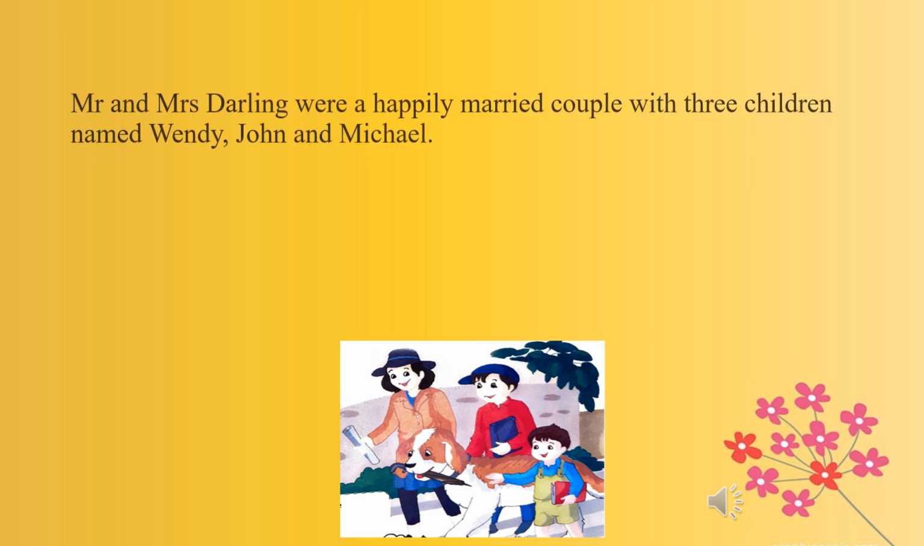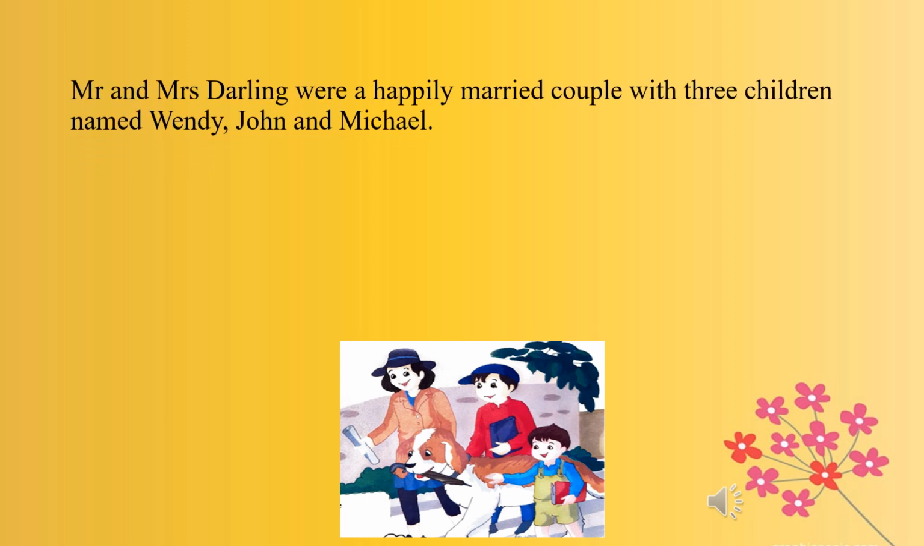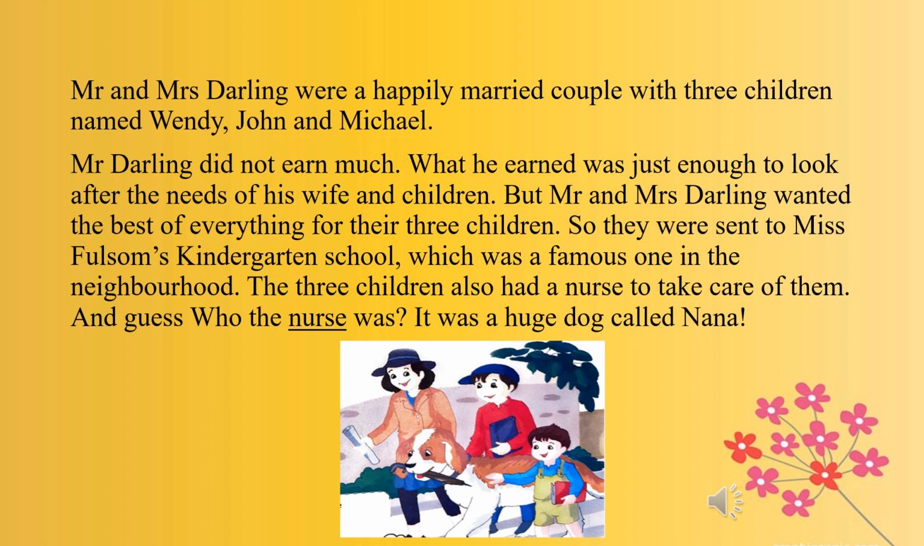Mr. and Mrs. Darling were a happily married couple with three children named Wendy, John, and Michael. Mr. Darling did not earn much. What he earned was just enough to look after the needs of his wife and children. But Mr. and Mrs. Darling wanted the best of everything for their three children. So they were sent to Miss Fulsom's kindergarten school, which was a famous one in the neighborhood.